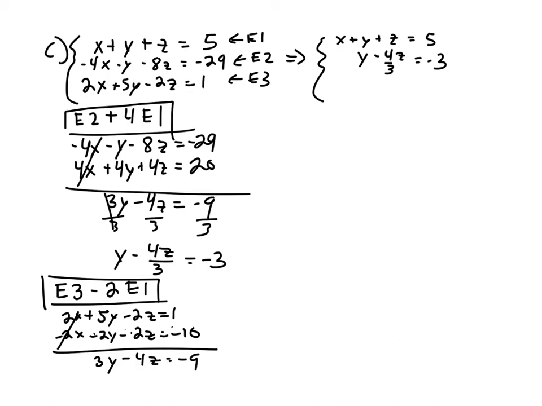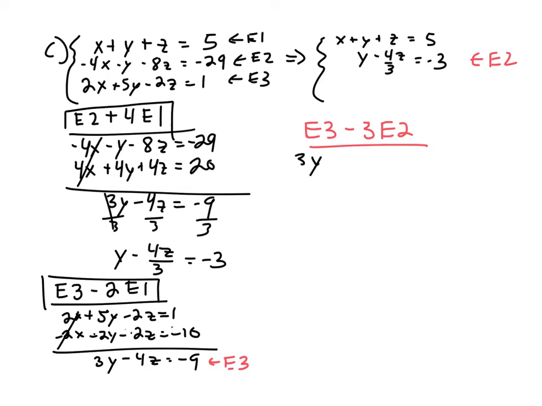Okay, so now I need to get rid of the y here. So this is my updated equation 3 as of right now, but I need to get rid of the y. So I'm going to use the updated equation 2 to do that. So I'm going to have equation 3, and then if I were to subtract off 3 times equation 2, that should do the trick. Let's go ahead and do it.